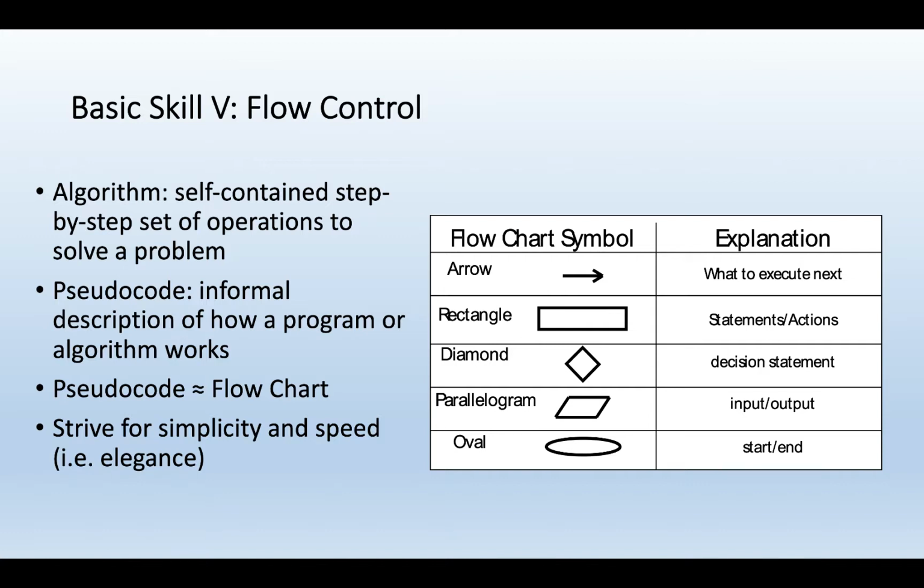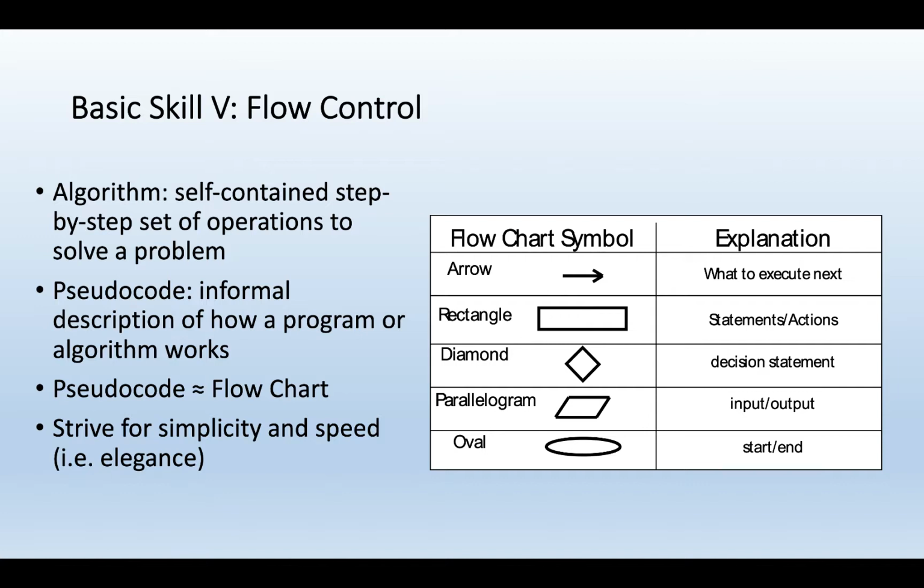There are shortcuts for us in how we might think about conveying or discussing code. And there are sort of two ways that I want to talk about. One is to create something called pseudocode. And this is an informal description of how a program or algorithm works. And then the other way is to generate some sort of flowchart.